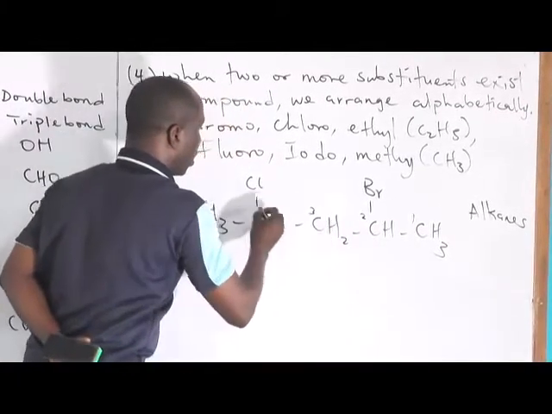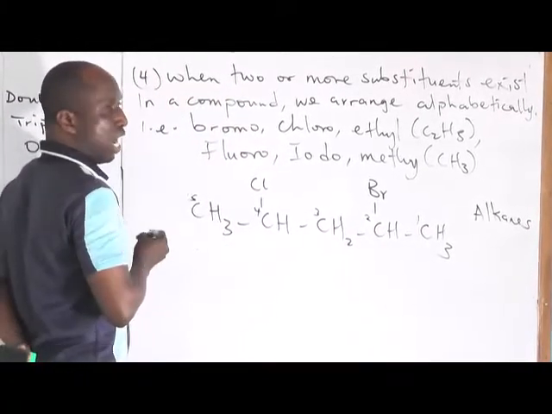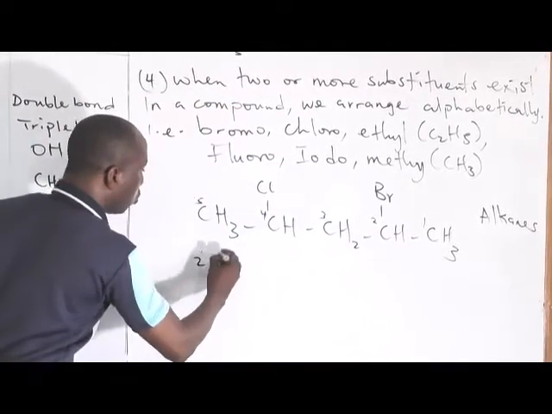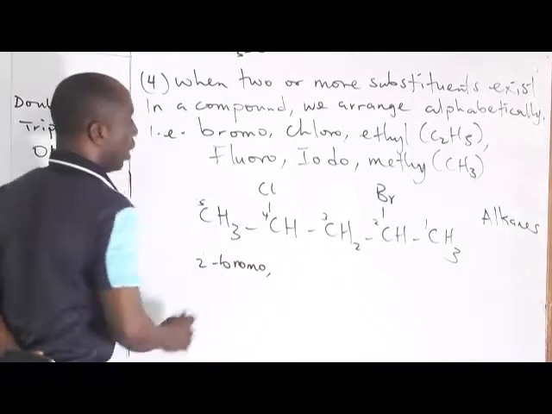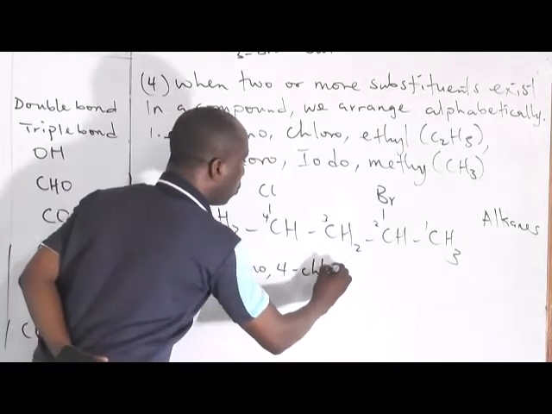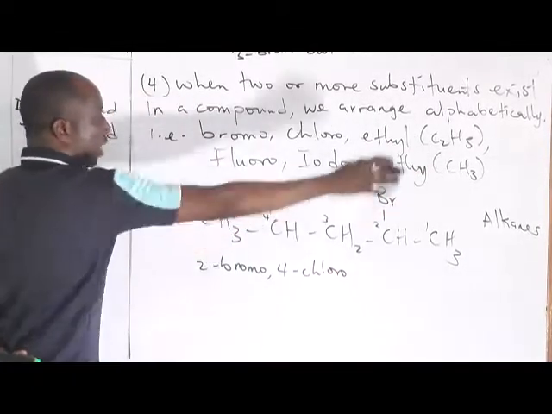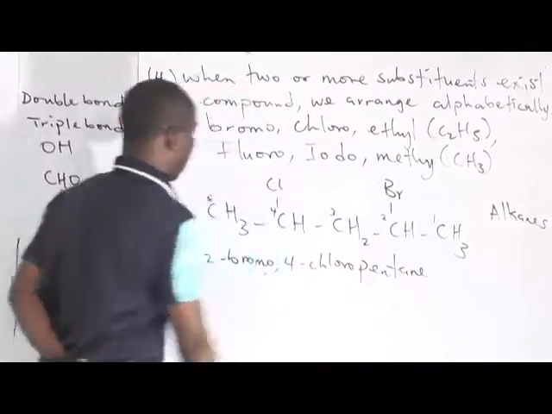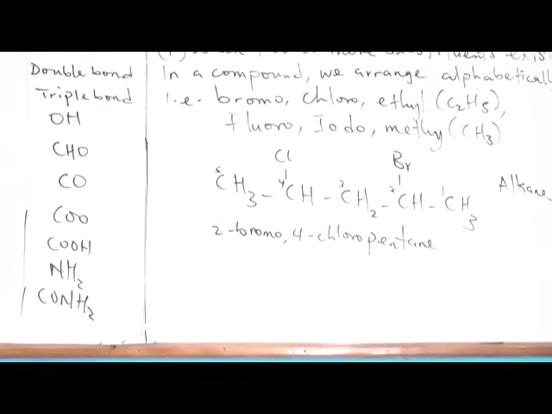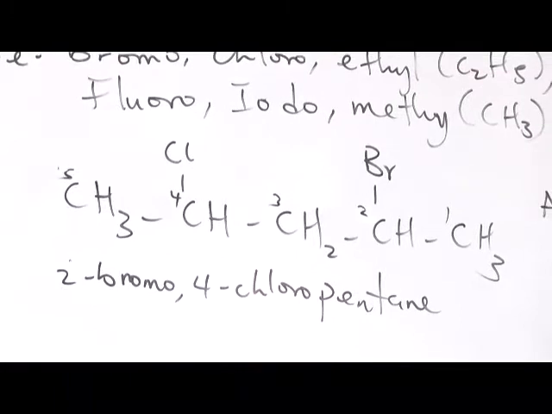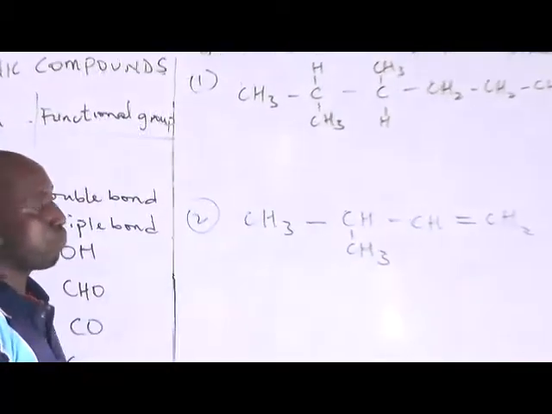1, 2, 3, 4, 5. And that means the name of this one what? This bromine is attached to the second carbon. That will be 2 bromo. This chlorine is attached to the fourth carbon. That's 4 fluoro. Then the 5 carbon straight carbon of alkane is what? Pentane. So the name of this compound is 2 bromo 4 fluoro pentane. Do you understand now? That is that. Okay.